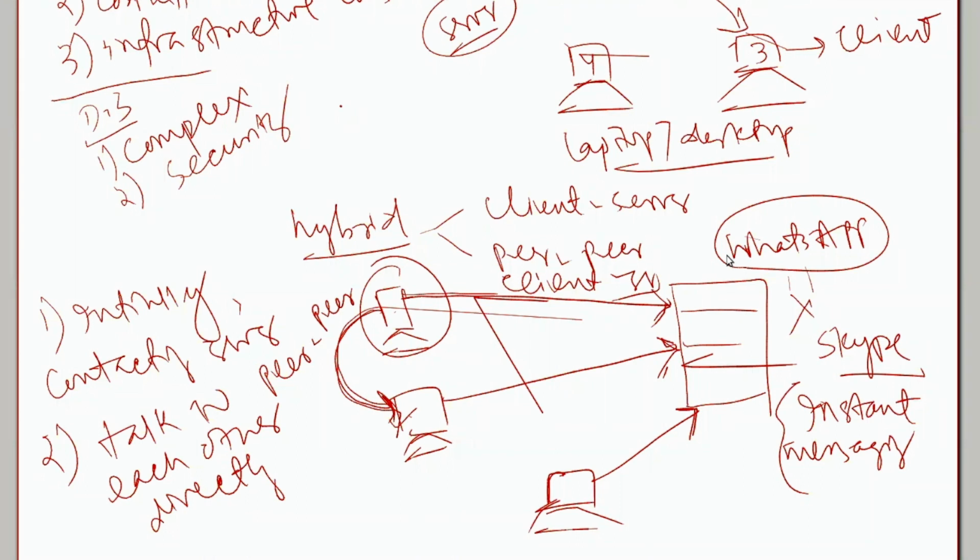And these instant messaging applications mostly use this kind of hybrid architecture to make the communication feasible.